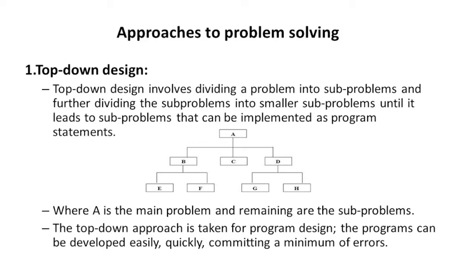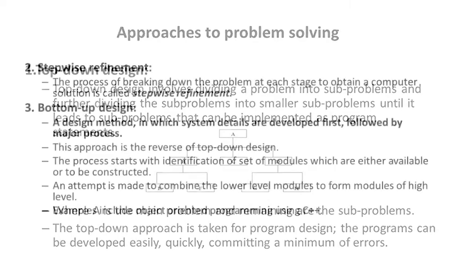Approaches of problem solving. Top-down design. The top-down design involves dividing a problem into subproblems and further dividing the subproblems into smaller subproblems until it leads to subproblems that can be implemented as program statements. A leads to B, C, D; B leads to E, F; D leads to G, H, where A is the main problem and the remaining are all subproblems. The top-down approach is taken from program design. Programs can be developed easily and quickly, committing a minimum of errors.